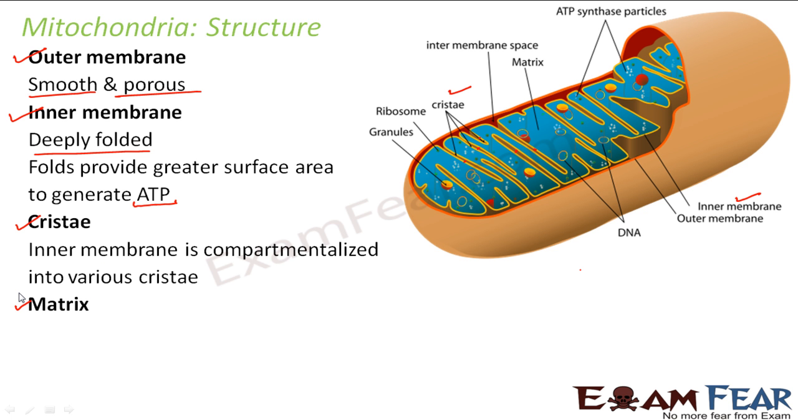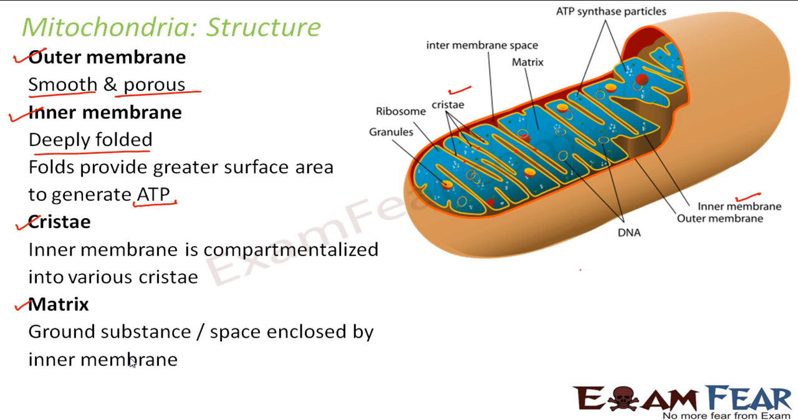Then we have matrix. What is matrix? It is the ground substance or space enclosed by the inner membrane. So this region has got matrix. So this is matrix, that means the region enclosed by the inner membrane. So these are the four basic things in the structure of mitochondria.